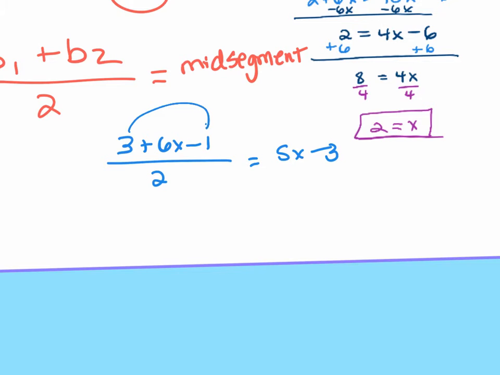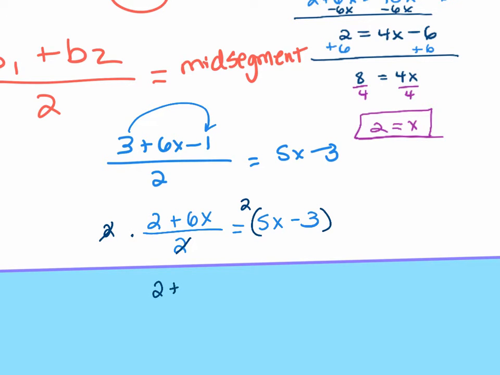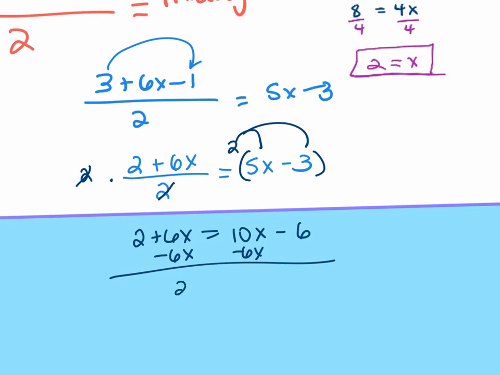So then I combine these like terms. 3 minus 1 is 2 plus 6x. Let's say it's still over 2 equals 5x minus 3. Then I'm dividing by 2. I want to get rid of it, so I'm going to multiply by 2. This cancels, but I get 2 plus 6x equals, and that 2 is going to get distributed: 10x minus 6. So then I subtracted the 6x. I get 2 equals 4x minus 6.